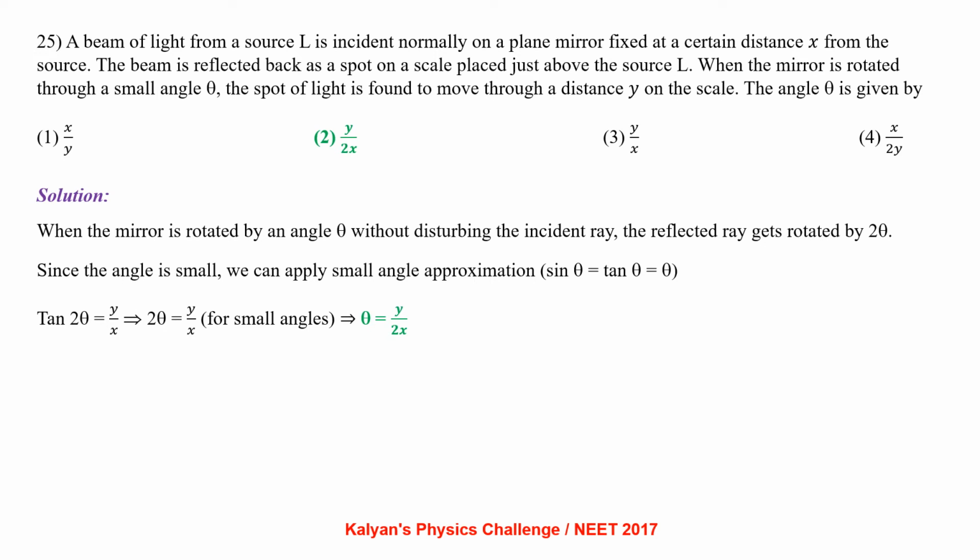As we know, when the mirror is rotated by an angle theta without disturbing the incident ray, the reflected ray gets rotated by 2 theta. Since here the angle is small, we can apply small angle approximation, that is sin theta equal to tan theta, that is equal to theta. So by applying the tan theta formula, tan 2 theta is opposite side by adjacent side, so that is y by x. From there 2 theta equal to y by x, theta equal to y by 2x.